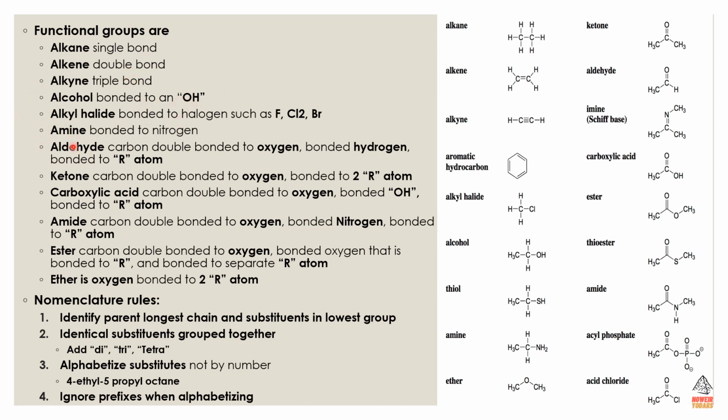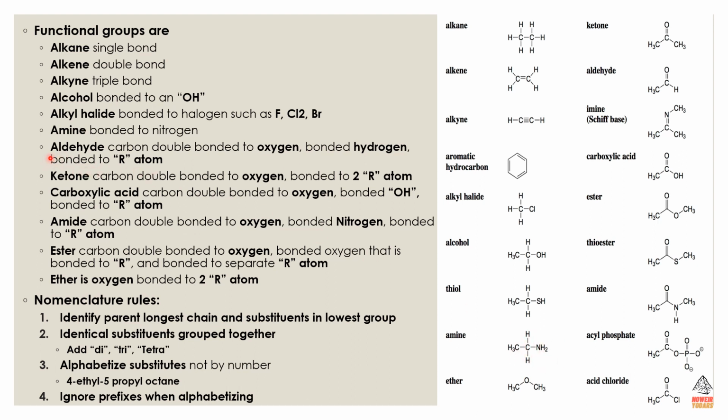Then you have alkyl halide. That's where compounds are bonded to halogens such as fluorine, Cl, and Br. Halogens are found just before the noble gases, so they're found in the seventh column. Amine is bonded to a nitrogen. But it's different than an amide. We're going to be discussing that later. So an amine is just bonded to a nitrogen, as you can see here.